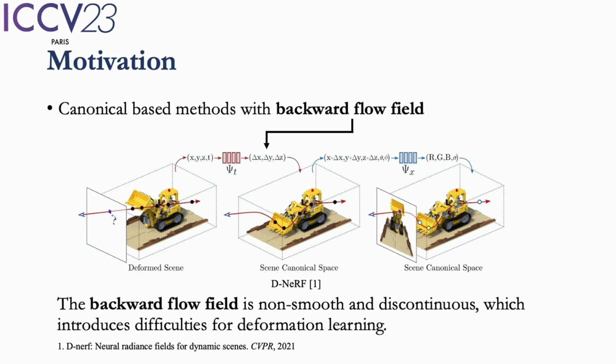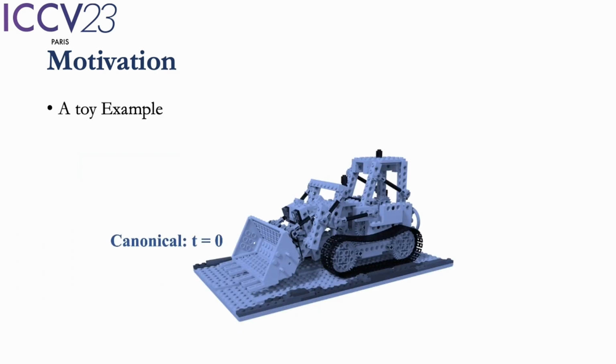Next, we introduce the scheme of the canonical-based dynamic neural radiance field, and the problem of this scheme. Although the scene is dynamic, it can be represented by a static NeRF for one specific time step, and we refer to this time step as canonical time, which is shown in the middle of the figure. To render images at other time steps, as shown in the left part of the figure, a backward flow field estimates flows which move the positions of the sampled points on the ray from time t to canonical time. However, the problem of this scheme is that the backward flow field is not smooth and continuous, which is difficult to be perfectly fitted by smooth motion models.